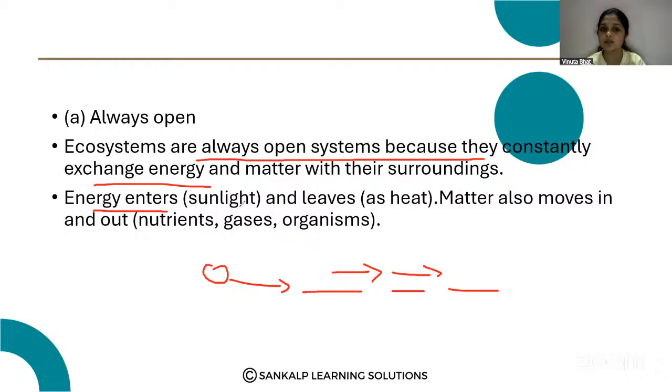Energy enters through the sunlight and leaves as heat. So around 90% of the energy is lost in the form of heat, and matter also moves in and out.